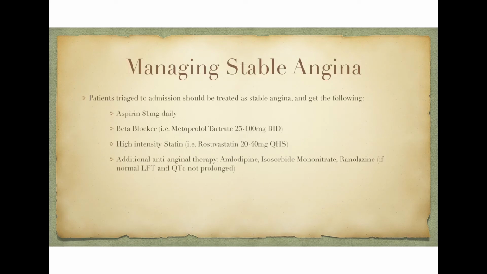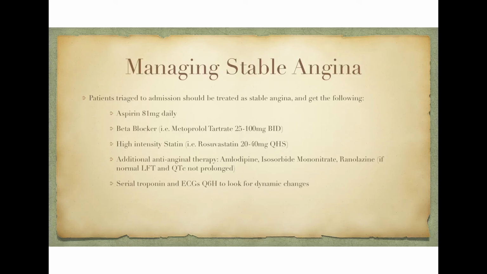Some of the options for additional anti-anginal therapy would include a non-dihydropyridine calcium channel blocker, a dihydropyridine calcium channel blocker, such as amlodipine or nifedipine, and a long-acting nitrate, such as isosorbide mononitrate. And when all of these other things have been added and still the patient's having anginal chest pain, you can add the last line agent, ranolazine, which is a sodium and potassium channel blocker, and it's only contraindicated in those patients with elevated LFTs and QT prolongation.